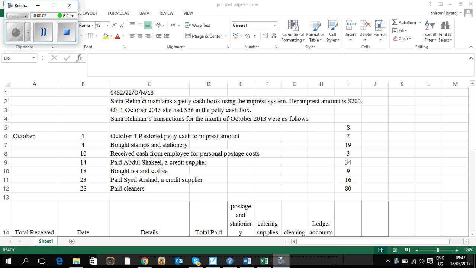0452 October/November 2013 paper. Sarah Rahman maintains a petty cash book using the imprest system. Her imprest amount is 200. On 1st October 2013, she had $56 in her petty cash box. Sarah Rahman's transactions for the month of October 2013 were as follows.